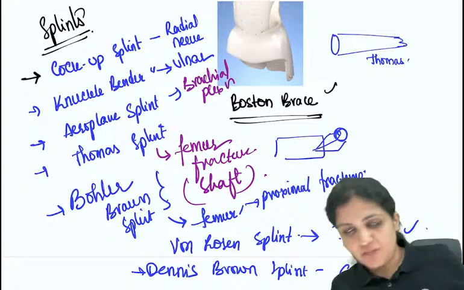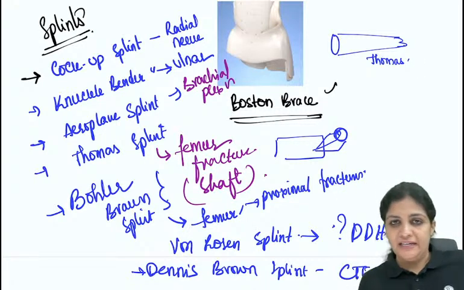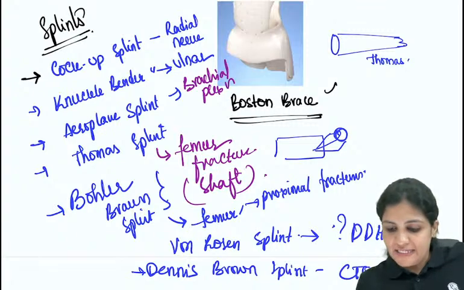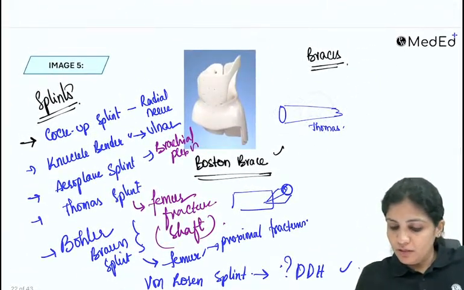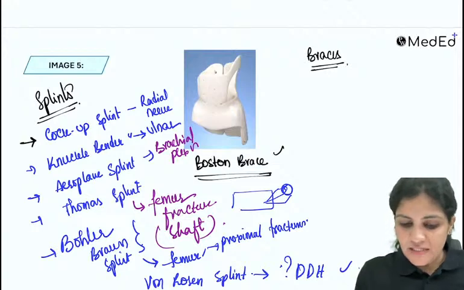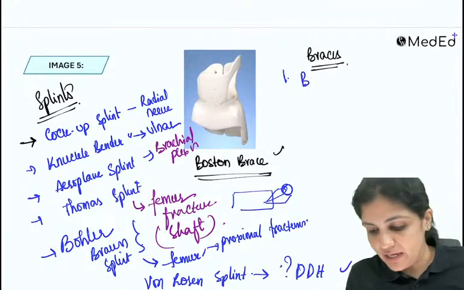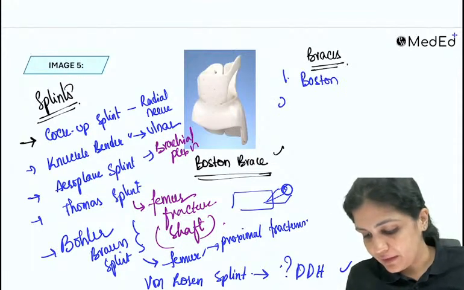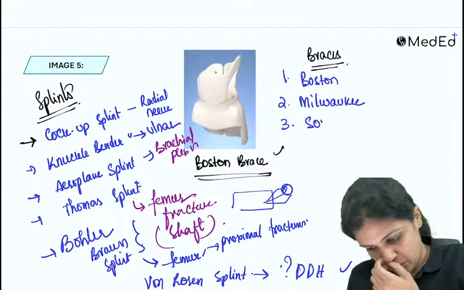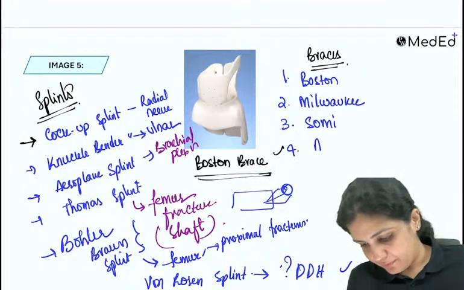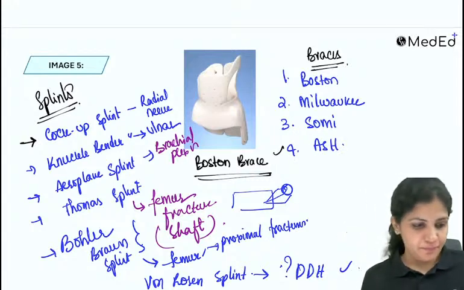So this Von Rosen splint, you already know that is used for DDH. Dennis Brown splint is for your CTEV. Now coming to the braces. So braces, first one we have understood, there is a Boston brace. Then we have your Milwaukee brace. Then you have your Somi brace, and the ASH brace.